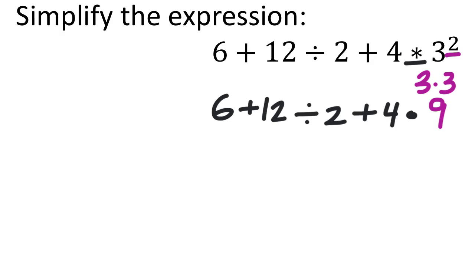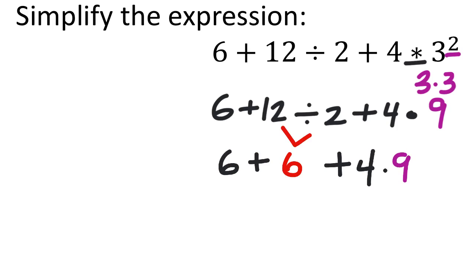And scanning this from left to right, I got the 6 plus 12. I see the division right here, which is farther to the left than the multiplication we just talked about. So I need to do that division first. 12 divided by 2 is 6. So again, rewriting this. All right, now that was the division part, but we also have that multiplication, so we need to take care of that also. 4 times 9 is 36. So again, rewriting this expression.